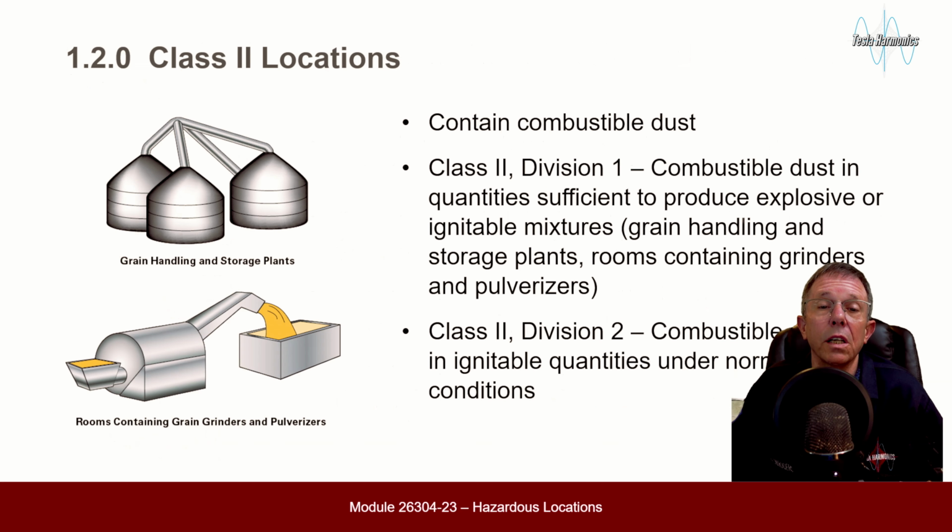Class 2 locations contain combustible dust. Class 2 Division 1: combustible dust in quantities sufficient to produce explosive or ignitable mixtures, such as grain handling and storage plants or rooms containing grinders and pulverizers. Class 2 Division 2: combustible dust not in ignitable quantities under normal conditions.